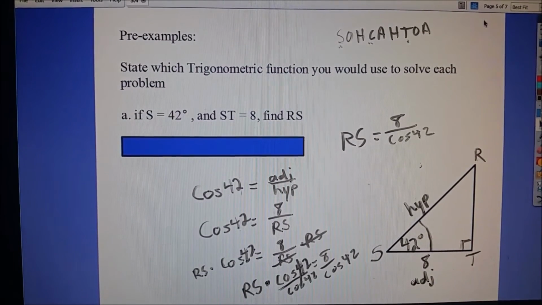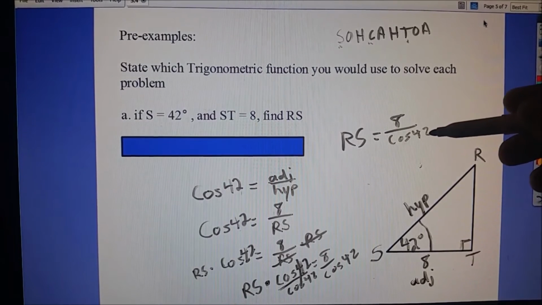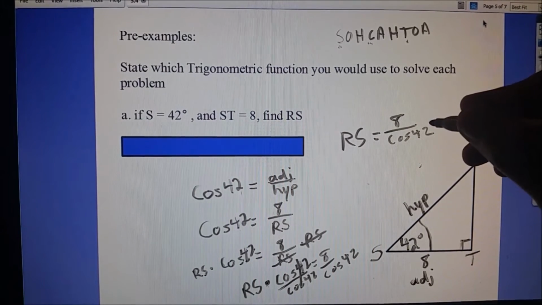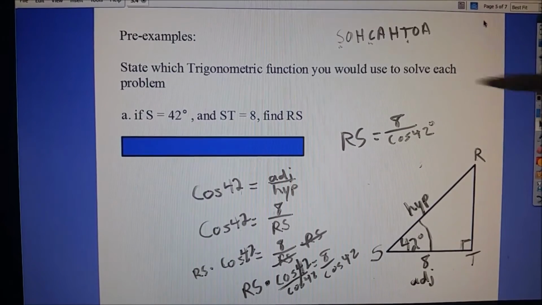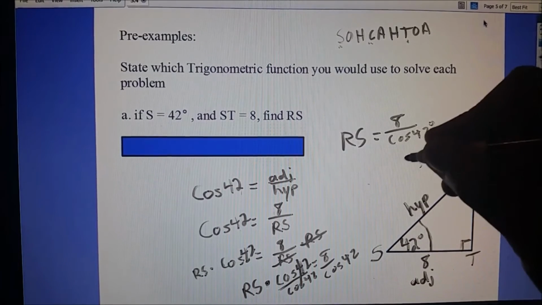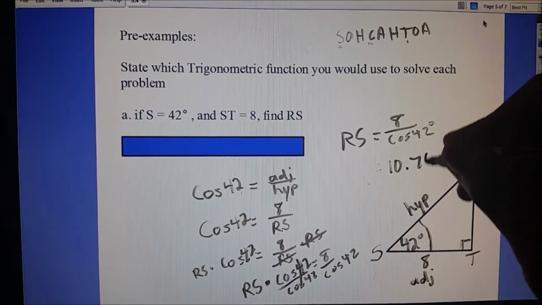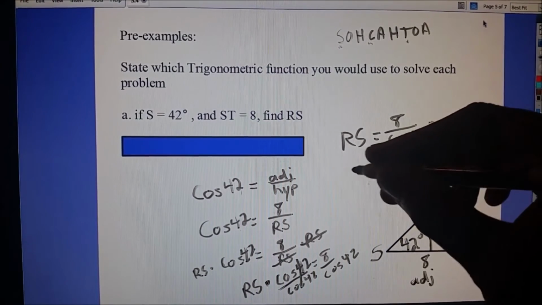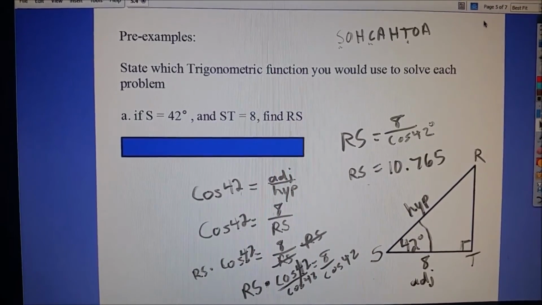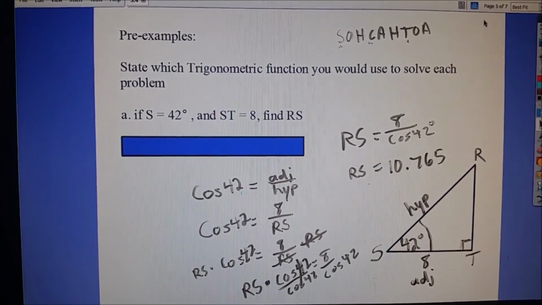Now your calculator must be in degree mode because we're talking about 42 degrees, not 42 radians. So after you type in 8 divided by cosine of 42 degrees, and let's round to the thousandths, we're going to have .765. Okay, so that's basically how you're going to do these problems.